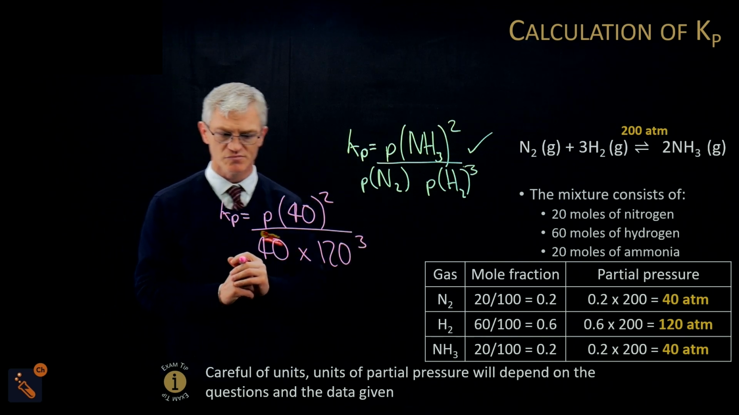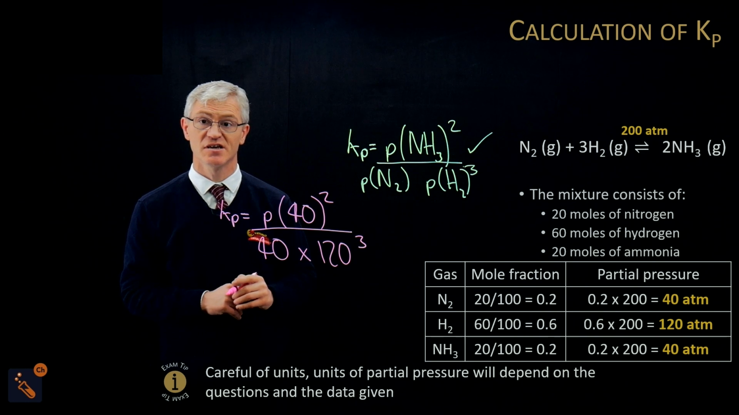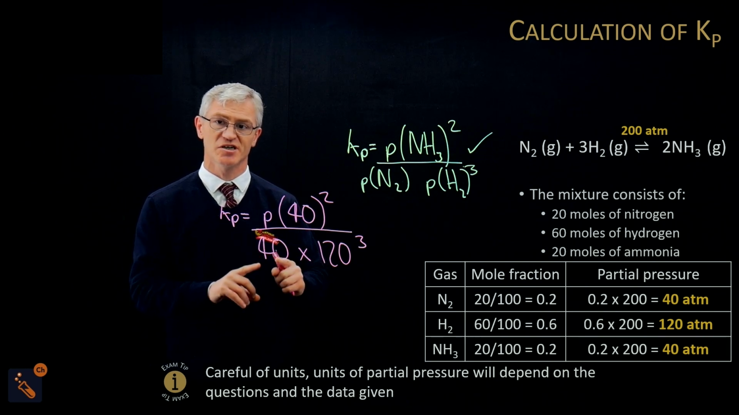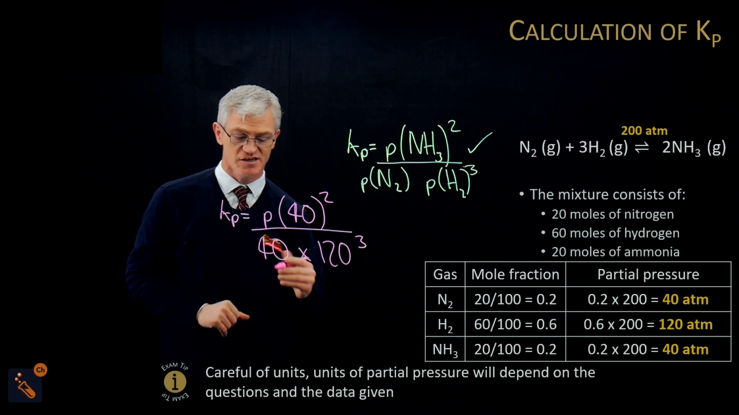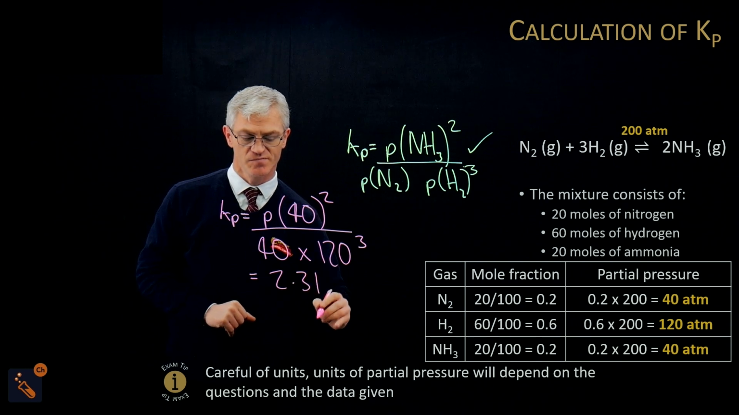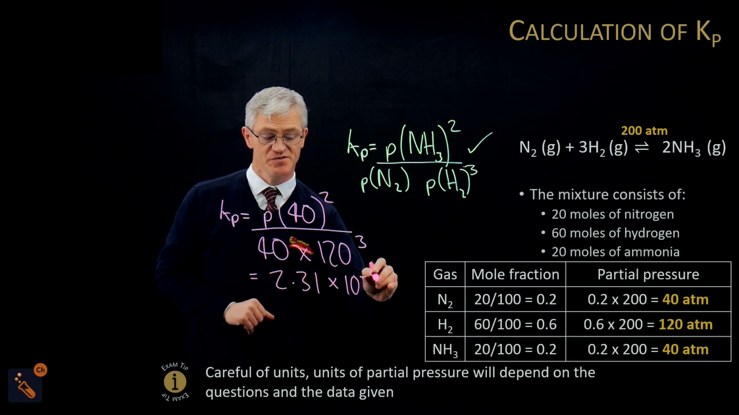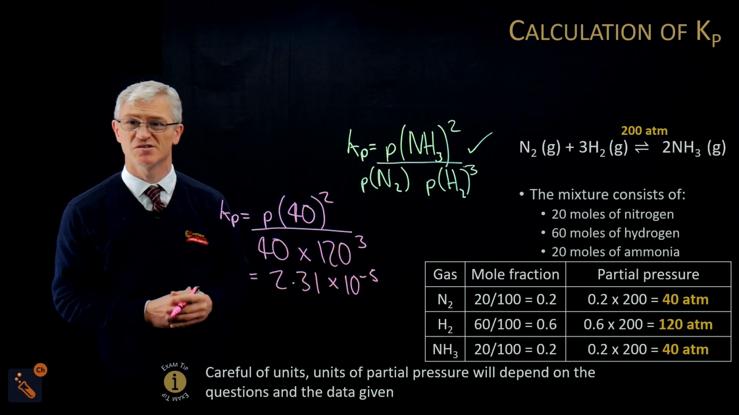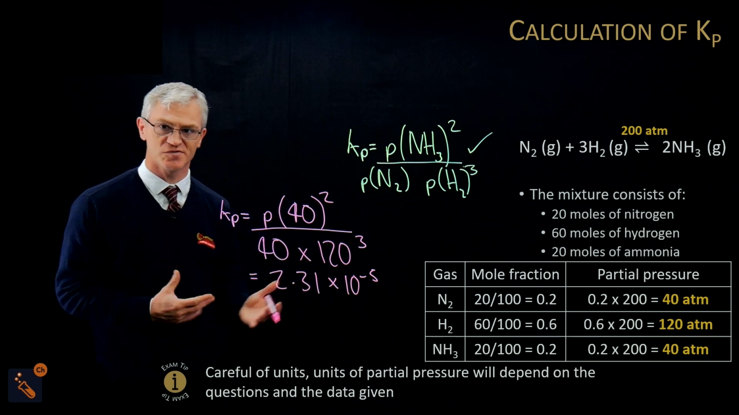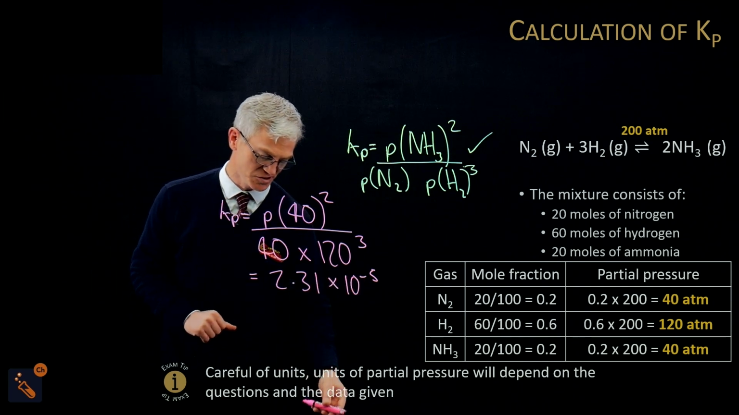Now, what I'm going to do is I'll do the units in the later section. So if we look here, 40 squared, put that into the calculator, and you will get 2.31 times 10 to the minus 5 to 3 significant figures. Remember, we always quote it to 3 significant figures unless we're asked to do something else or we're asked to do an appropriate number of significant figures. So I'm going to do it to 3.